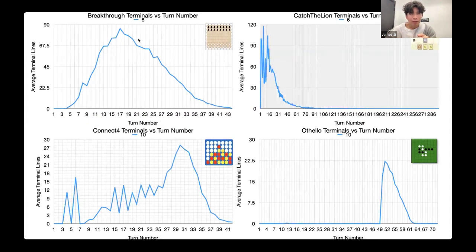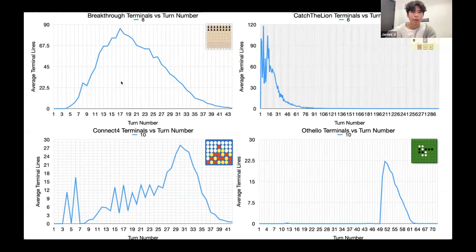So basically what these graphs are showing, I used 4 games: Breakthrough, Catch the Lion, Connect 4, and Othello, and these are the games used in the fixed depth minimax hybrid paper. What you're currently seeing is how turn number correlates to the number of terminal lines we found.